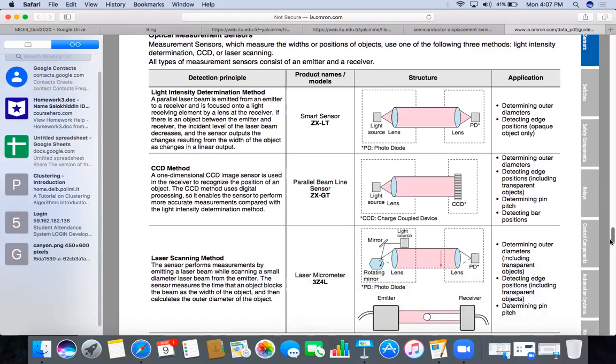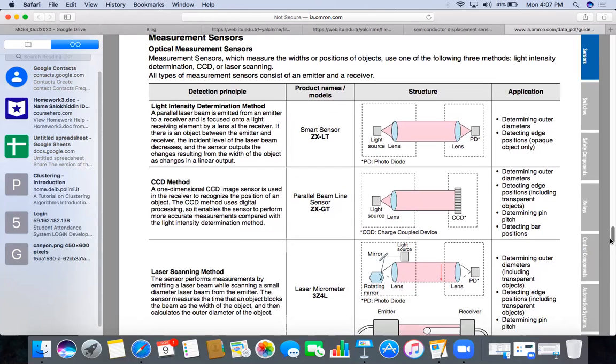Now these are the methods already we have discussed. The light intensity determining method, a parallel laser beam is emitted from an emitter to a receiver and is focused onto a light receiving element by a lens at the receiver. If there is an object between the emitter and the receiver, the incident level of the laser beam decreases and the sensor outputs the changes resulting from the width of the object as a change in a linear output.